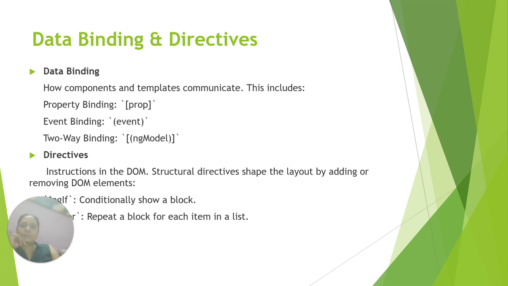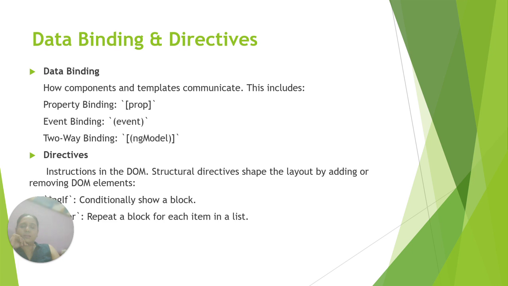Property binding is used to communicate. The class communicates with the HTML view using property binding. Using event binding, the template, or the HTML view, communicates with the class. Two-way binding uses ngModel. The communication is both ways, which is a combination of both property binding and event binding.